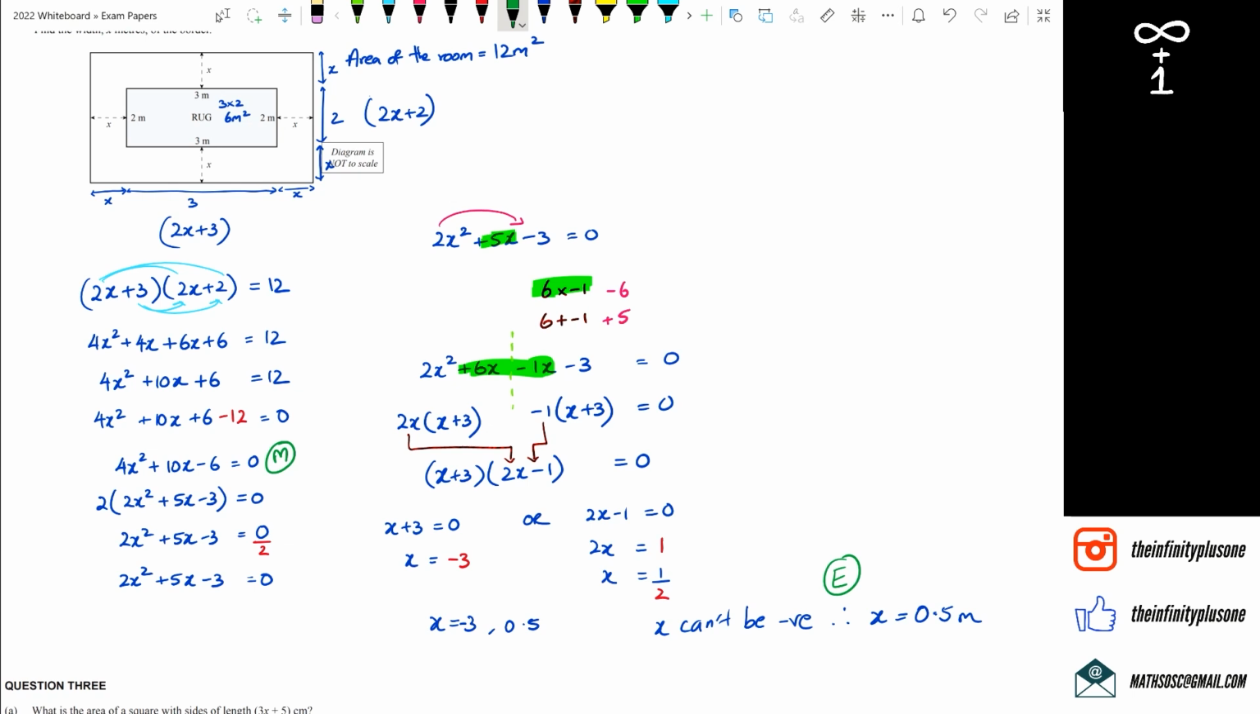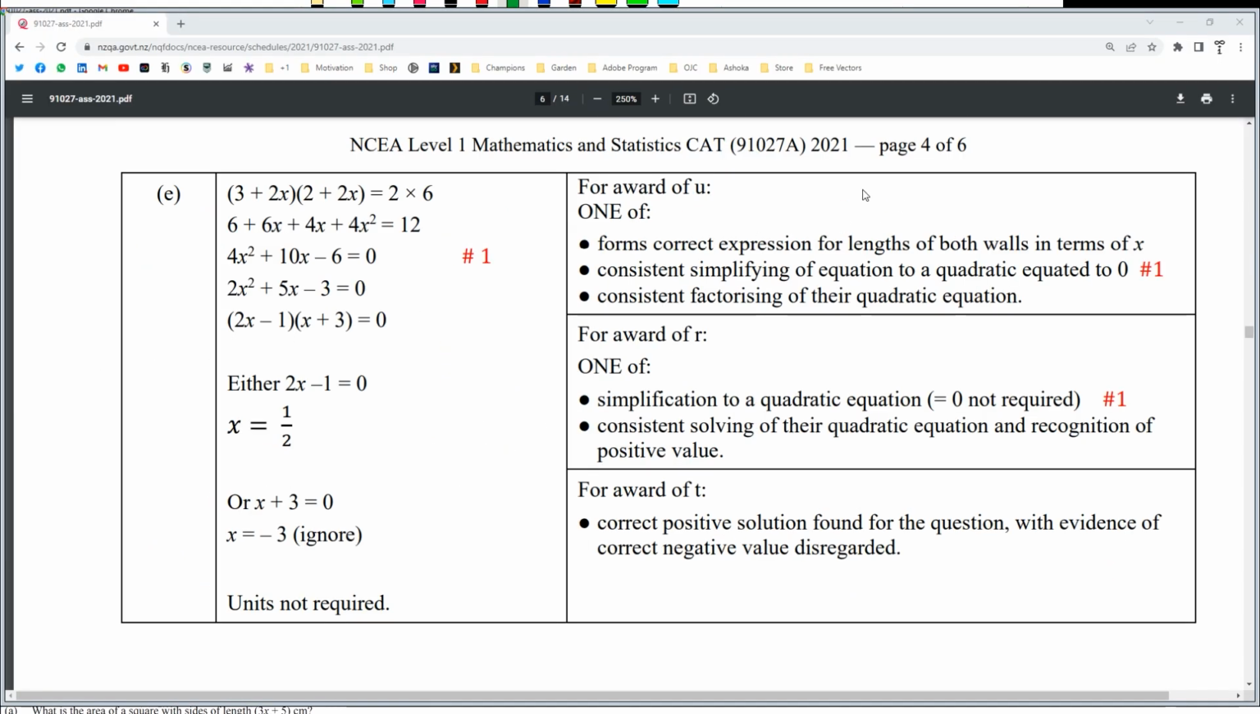Wow. So that's still going to be this here, which is weird because simplification forms correct in terms of x. Now I would imagine it's this line here, because that's the correct expression for the lengths of both walls in terms of x. Yeah, so funny looking schedule again. So forms correct expression for both walls, equation equated to 0, correct consistently simplifying.